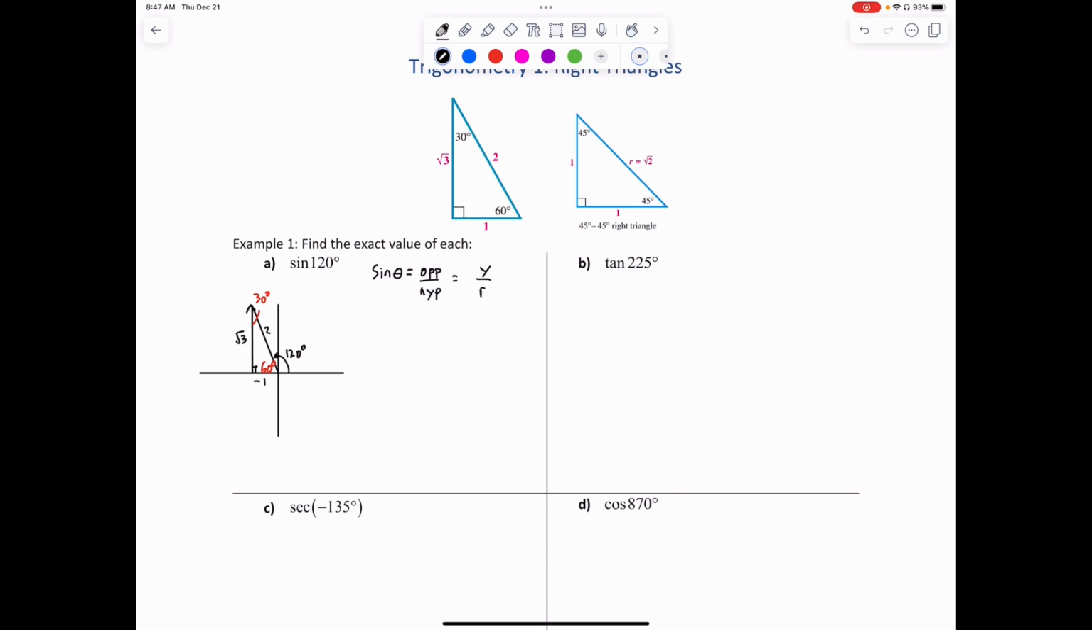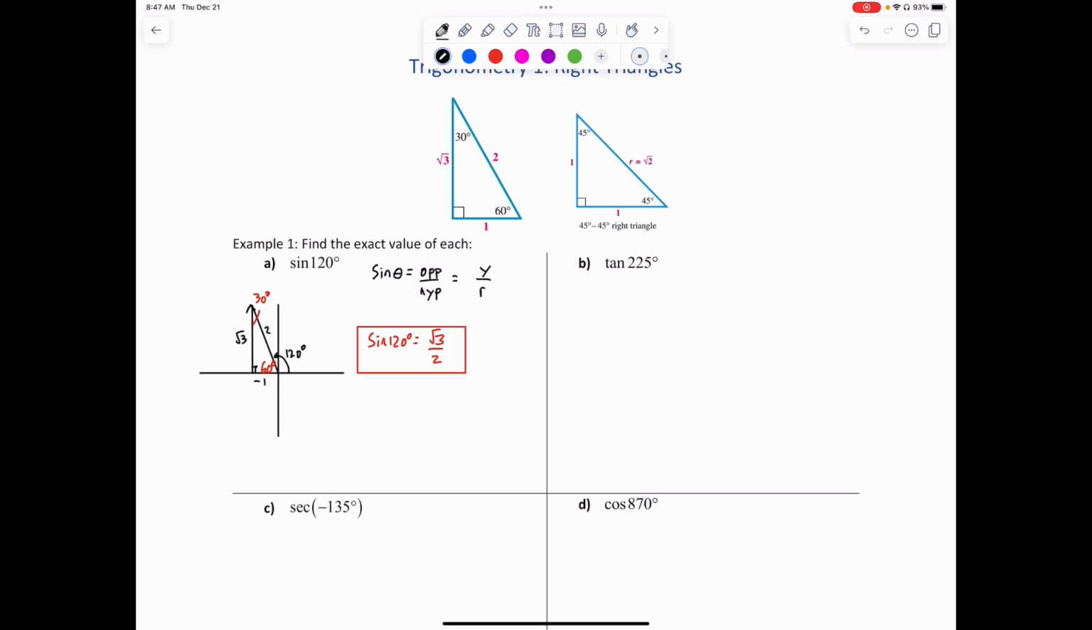So, to evaluate this trig function, we'll go ahead and say the sine of 120 degrees is equal to the y value, which we see is radical 3, over the hypotenuse, or the r value, which is 2. And therefore, the sine of 120 degrees is radical 3 over 2. Let's try another one. And at any time, if you think that you're starting to get the hang of this, remember, you can pause the video and try one of these on your own before you see me do it.